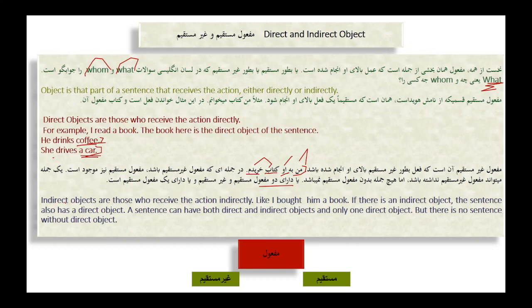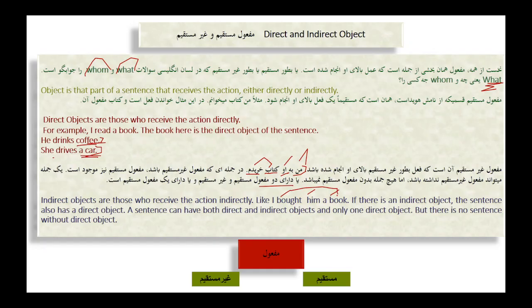See, indirect objects are those that receive the action indirectly, right? Like, I bought him a book. Here in this sentence, bought is the verb, him is one object, book is the other object. However, him has come before book, but it is still the indirect object. Why? Because this buying happened on the book. We bought the book, we purchased the book, right?